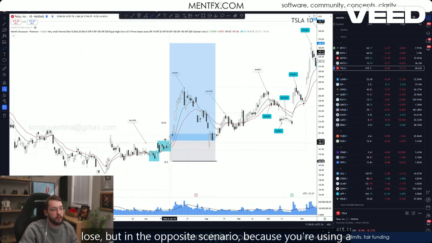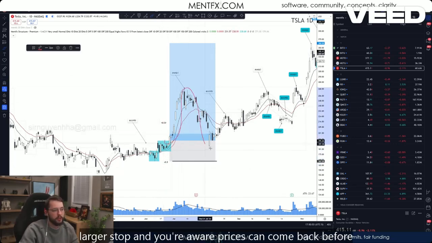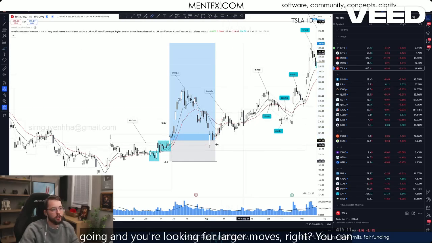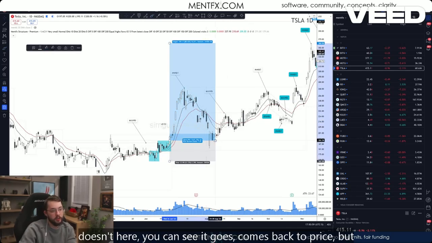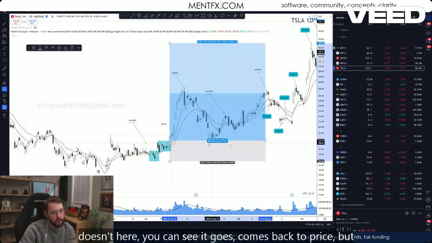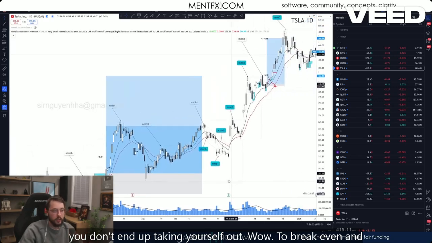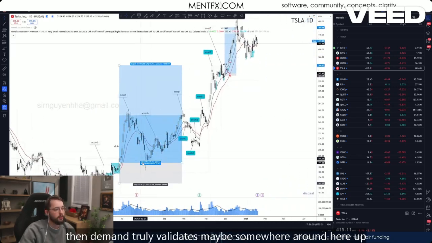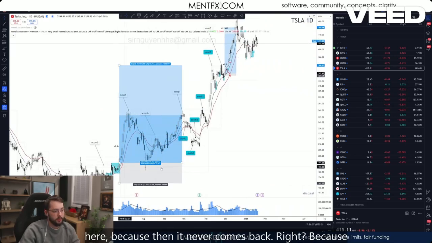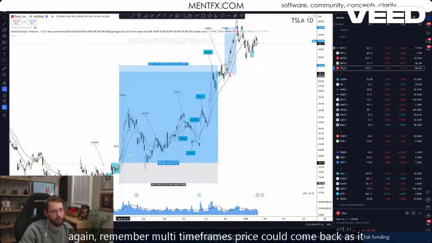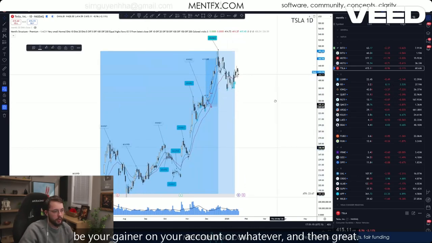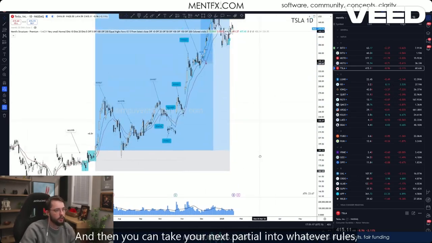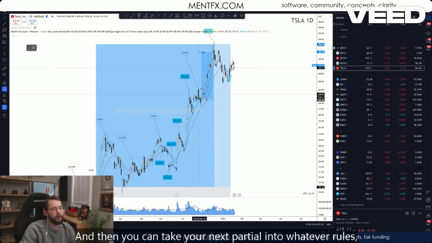But in the opposite scenario, because you're using a larger stop and you're aware price can come back before going, and you're looking for larger moves, you can now hold on. And if price doesn't stop you out, which it doesn't here, you can see it comes back to price, but you don't end up taking yourself out of break even. And then demand truly validates maybe somewhere around here or up here, because then it never comes back, right? Because remember, multi-time frames, price can come back as it did here, and then the move can start. And this could be your gainer on your account or whatever. And then great, you can take your next partial into whatever rules, right?